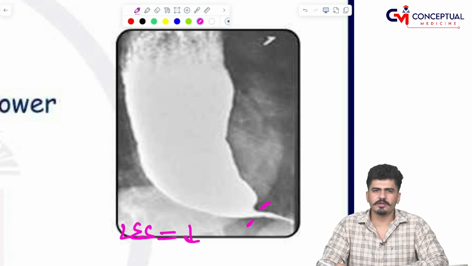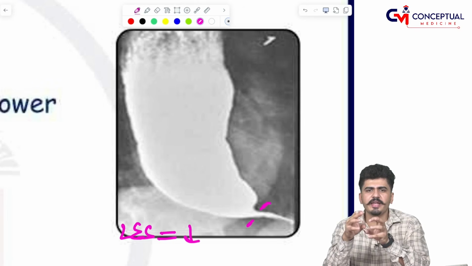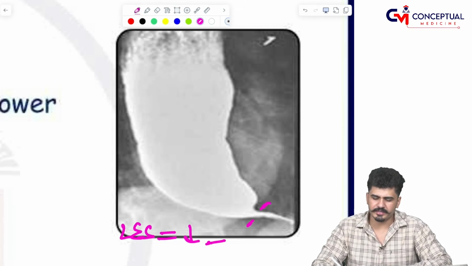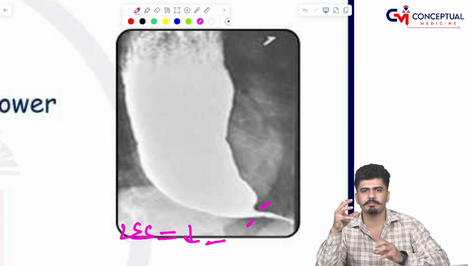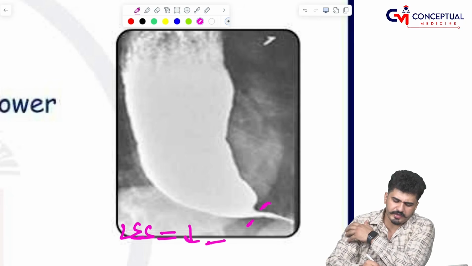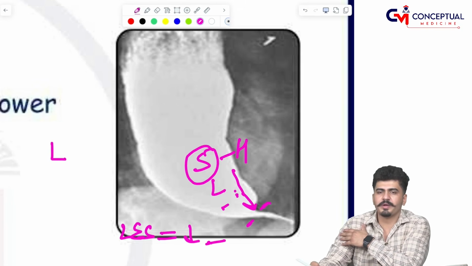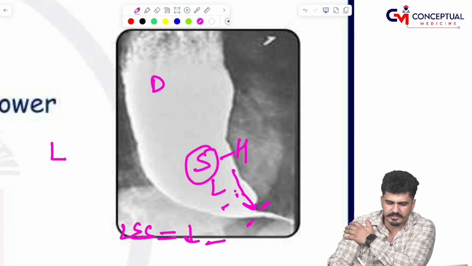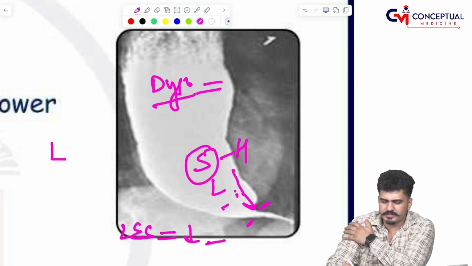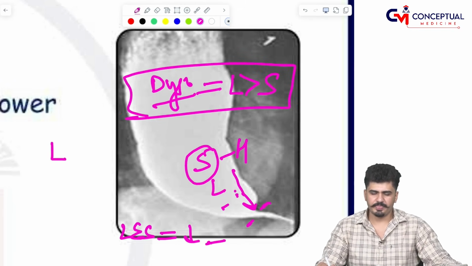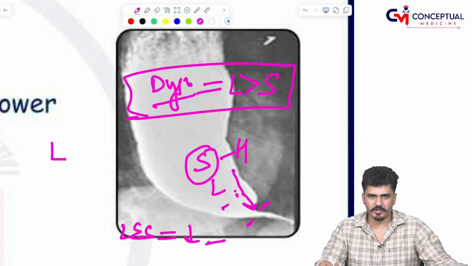Now what has happened? There is a lower esophageal sphincter, and it is failing to relax. If it is not relaxing, it will stay contracted like this, and the contraction depends on the weight. So if we take a liquid, it will get stuck here. But solids are heavy, so they will open it. So dysphagia is there, my dear friend. Dysphagia is more common for liquid than solid because of the weight.